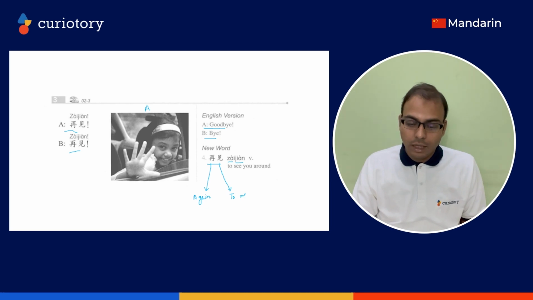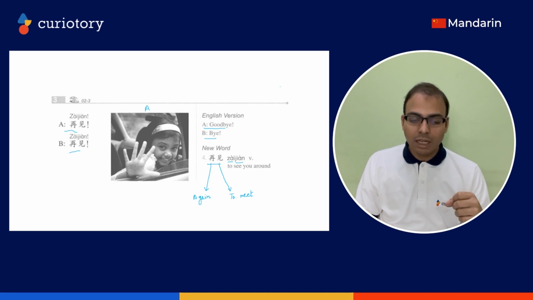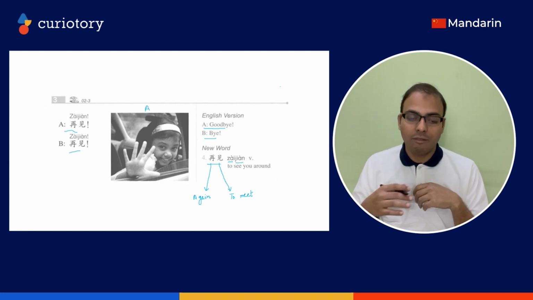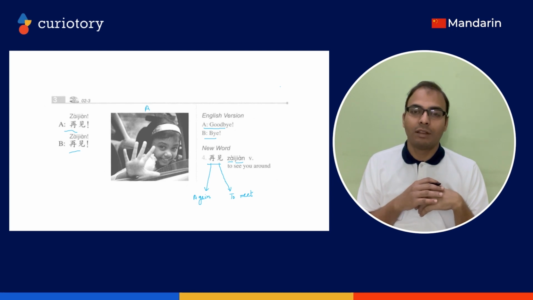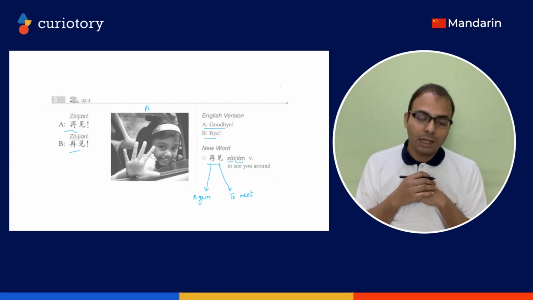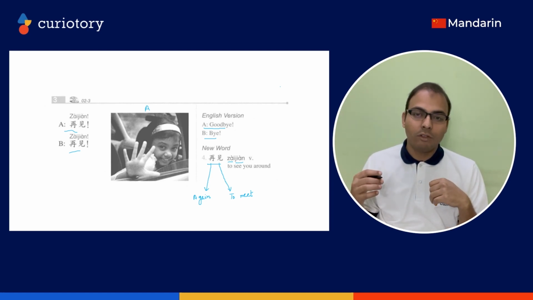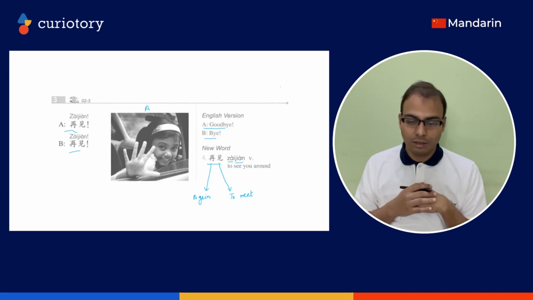So in this conversation, what did we learn? We learned that zai means again, jian means to meet, and collectively zai jian means to meet again or goodbye. That's why when the little girl is saying zai jian, the other person is also saying zai jian, goodbye and bye.